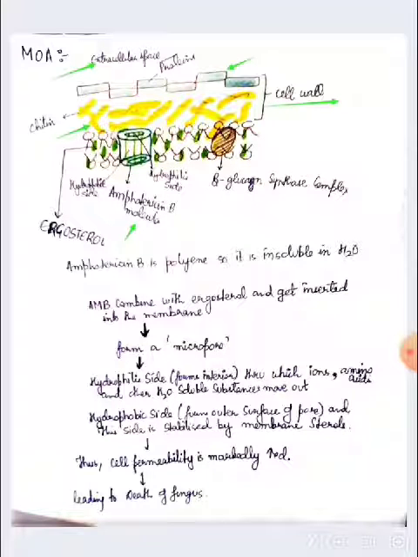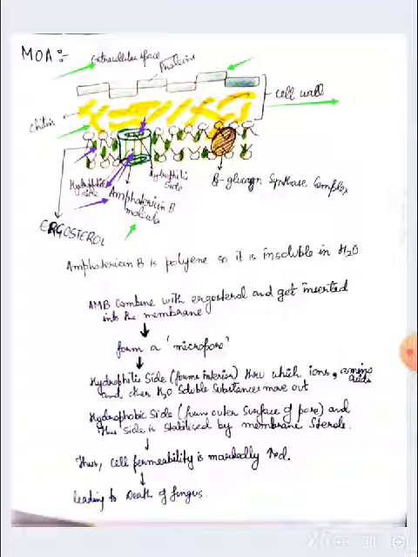It has two sides, a hydrophobic side and a hydrophilic side. As you can see, this inside is the hydrophilic side, and this outside, where I am putting an arrow, is the hydrophobic side. And this green colored molecule is ergosterol. It's a sterol. Now the mechanism of action: amphotericin B is a polyene, so it is insoluble in water. So amphotericin B combines with ergosterol and gets inserted into the membrane.